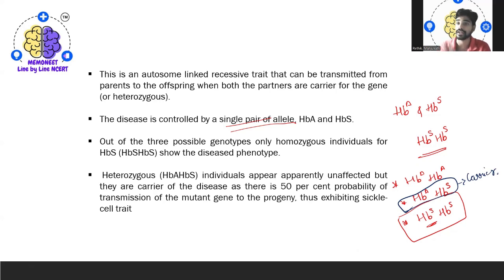Okay, so they will be unaffected, but they will be the carrier of the disease, as there is a 50% probability of transmission of this mutant gene to the progeny. Thus they exhibit what? Sickle cell trait. So this is clear to you. Sickle cell anemia shows all its symptoms only in the homozygous condition. In the heterozygous condition, what happens? It behaves as a carrier. So it might get carried. Okay. The one who is affected, they will act as a carrier. So this is clear.